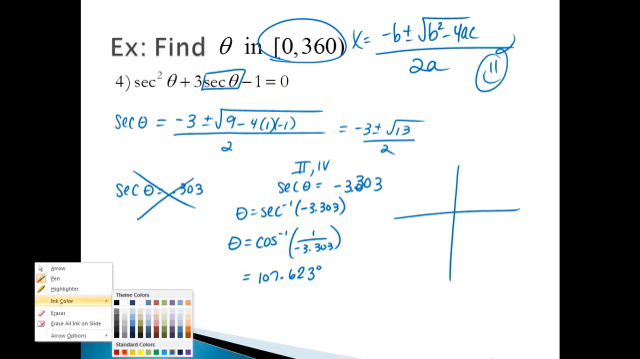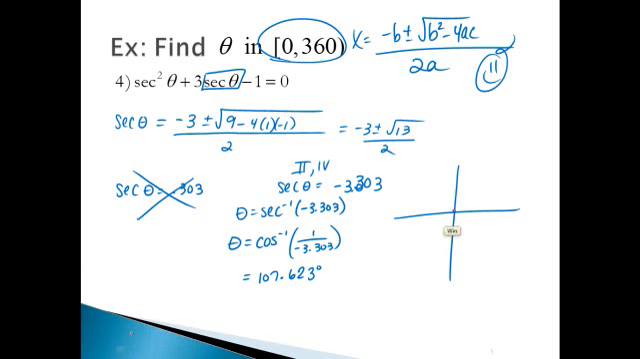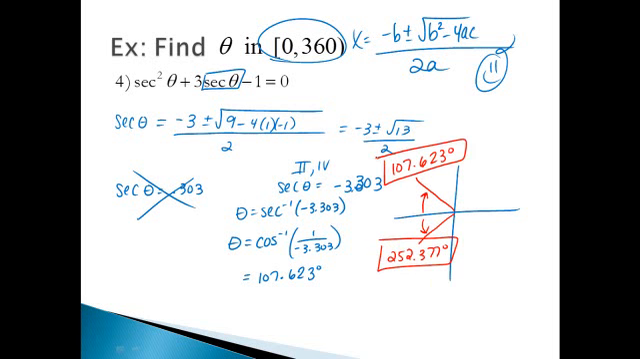So what we can do is visualize the angle that we have. This angle 107 will be about here. And we want to figure out how far that angle is above the x-axis, and then we can find that difference and add it to the 180 to get the other angle that is below the x-axis. And so our two angles end up being 107.623 degrees and 252.377 degrees. And I apologize in advance if any of these decimals are wrong. I'm just going off of my note sheet from last year.